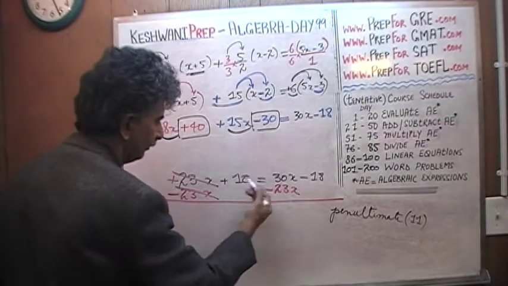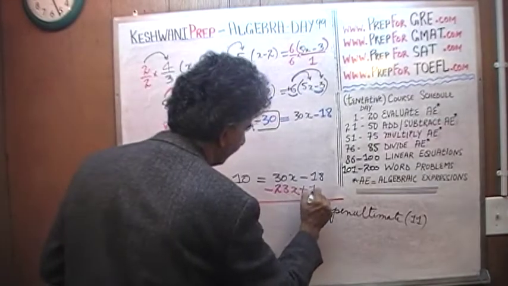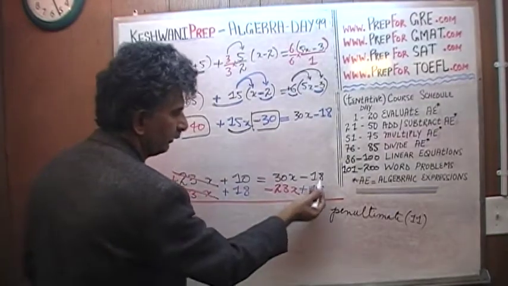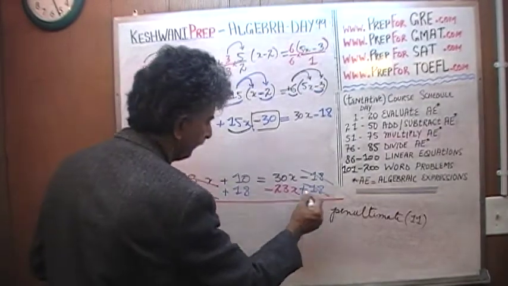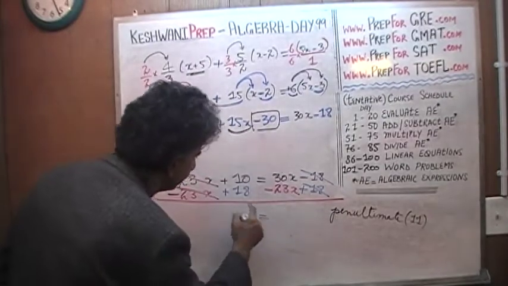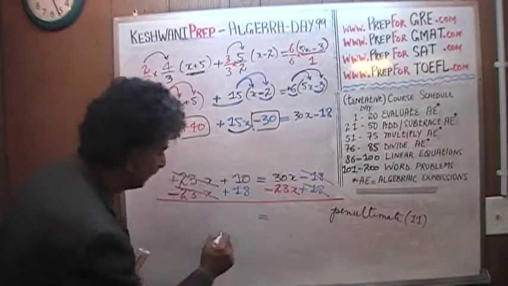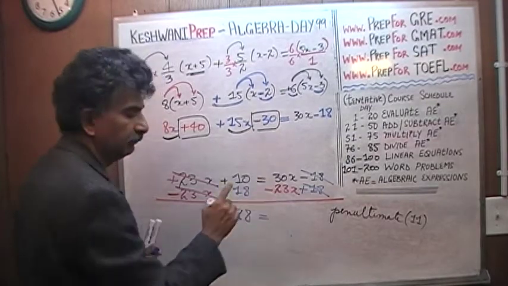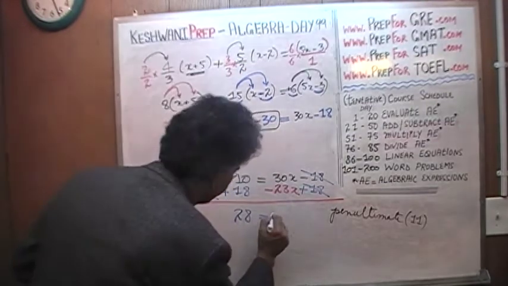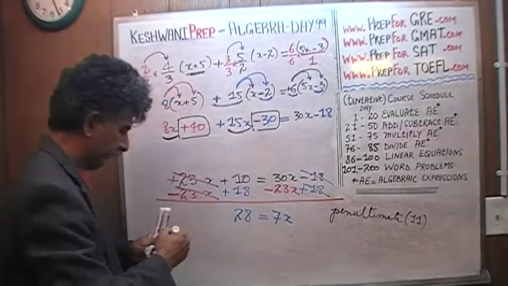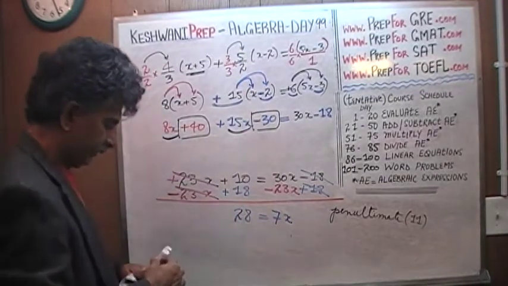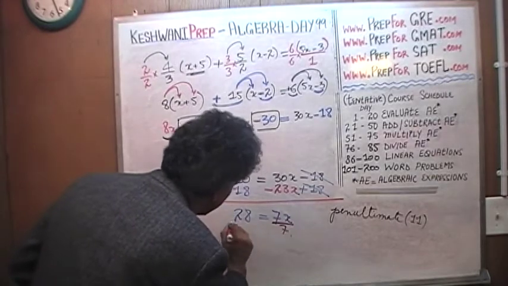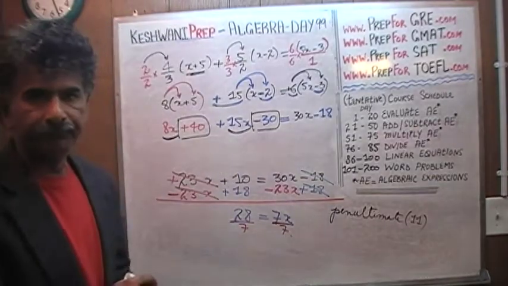Let's bring the 18 to this side. Let's add 18 to both sides. Negative 18 and positive 18 will cancel out, and we'll end up with 10 plus 18, which is 28. And 30 minus 23x is 7x. We need to get rid of the 7, the coefficient. Divide both sides of the equation by 7.